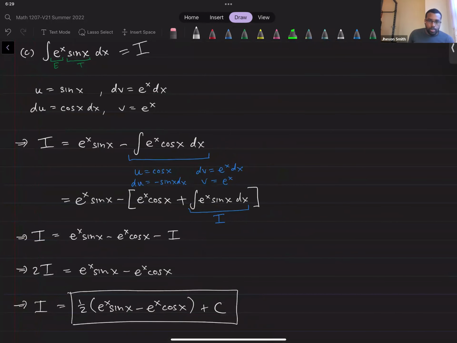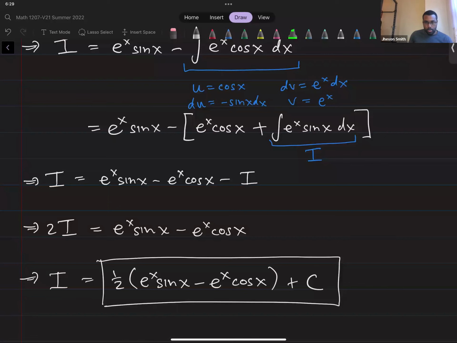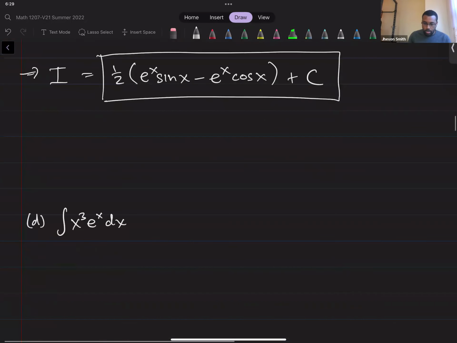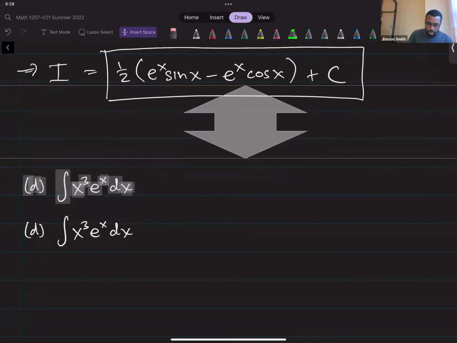Okay. So that was an interesting example. Here is another interesting example.